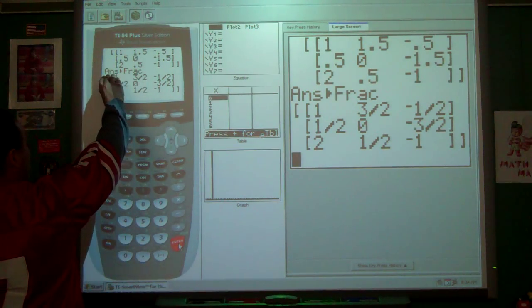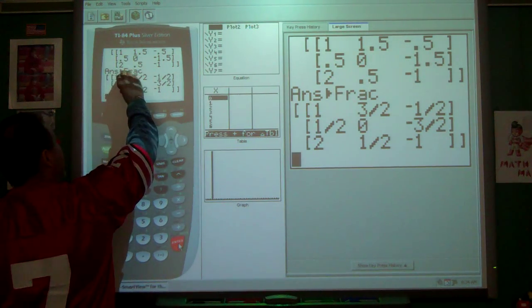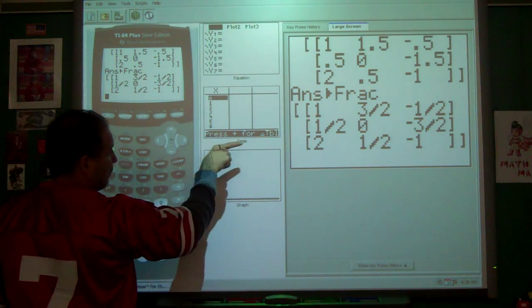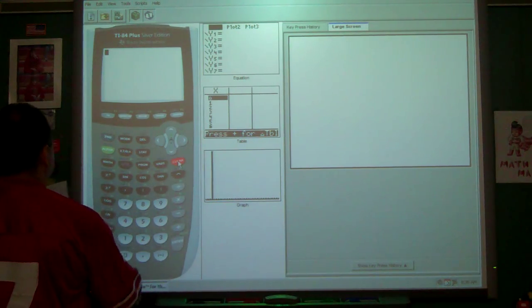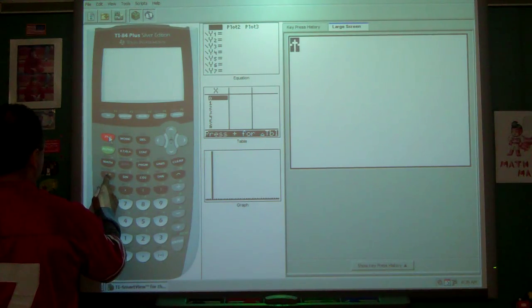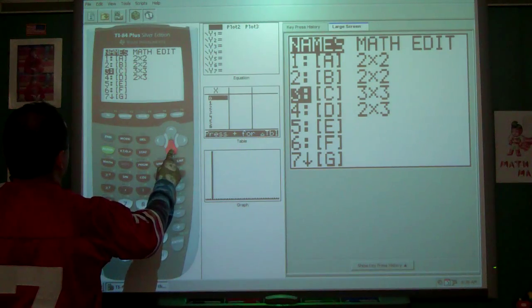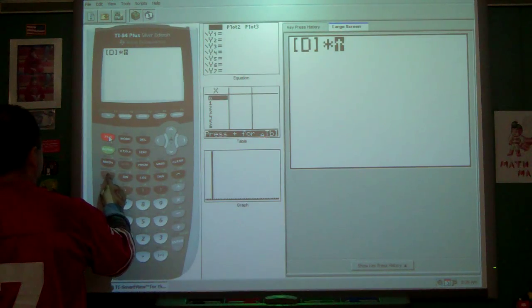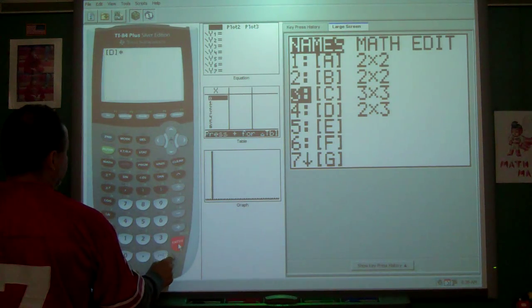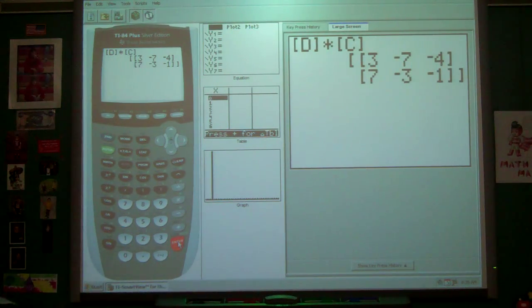Sometimes your dimensions are so large it won't show up. So if you need to see more of it, you write down what you have and an arrow to the right. You'll see the rest of it. Let's just do one more, D times C. All right, clear? There you go. Everybody comfortable with that? Okay.